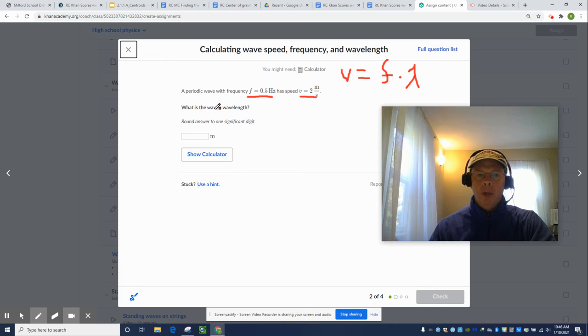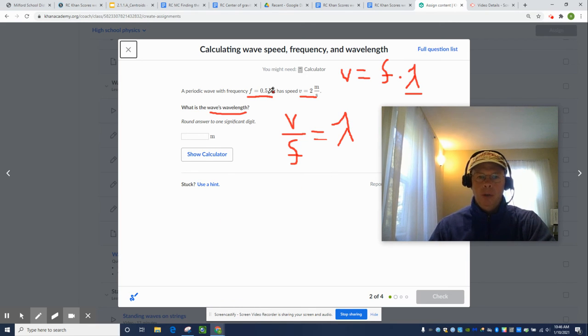So what are we looking for here? We're looking for wavelength. So that means we're trying to isolate lambda. You undo multiplication with division, so we're going to divide both sides by frequency. And there we go. That is the speed of the wave divided by its frequency equals its wavelength.